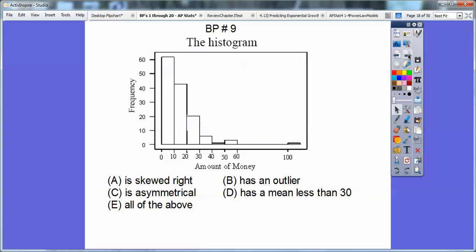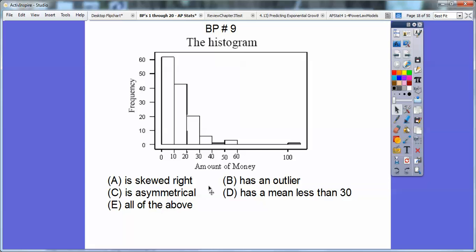Okay, so here's a stem plot right here. Take a look at this. This one is skewed to the right because it has a big long tail to the right. It has an outlier way over here. It's not symmetrical, which means it's asymmetrical, and its mean is less than 30. I would guess so, because here's 30 right here, and most of these values are less than 30.